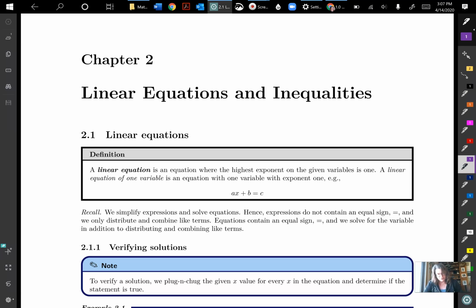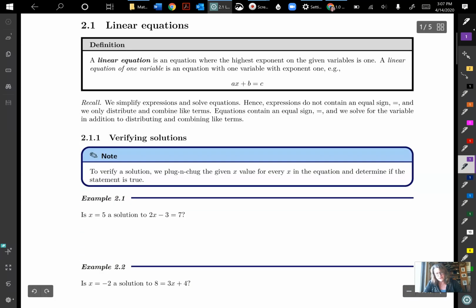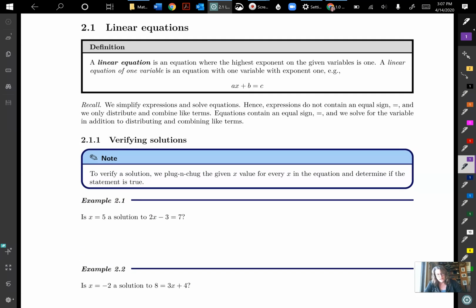So chapter 2, linear equations and inequalities. We're going to start with just linear equations. A linear equation is an equation where the highest exponent on the given variable is 1. A linear equation of one variable is an equation with one variable with exponent 1. Here's an example: ax plus b equals c.